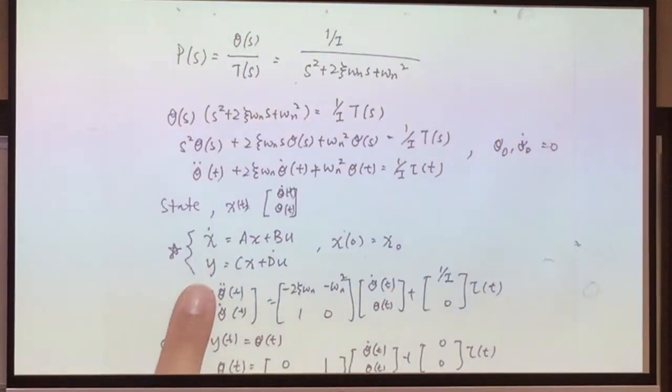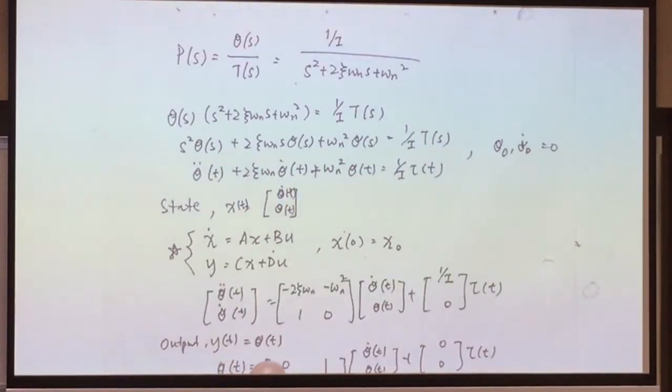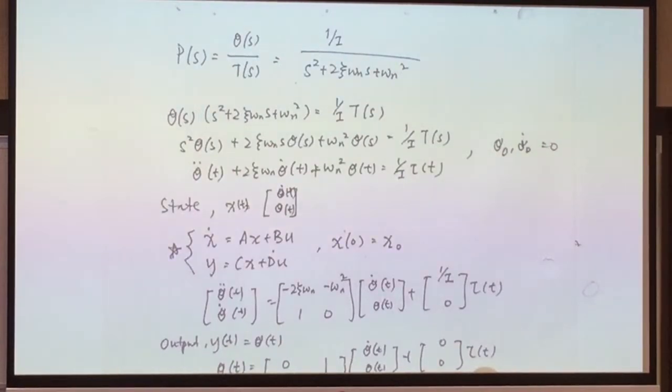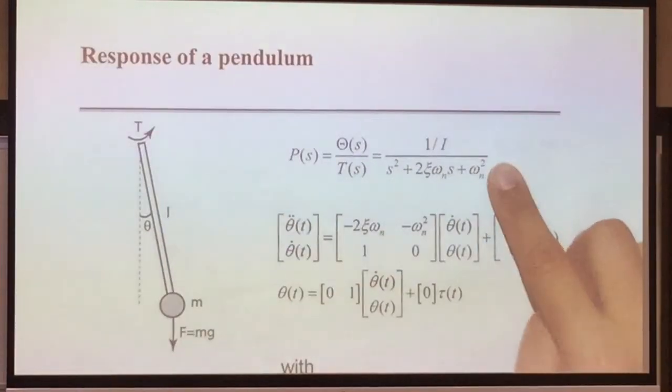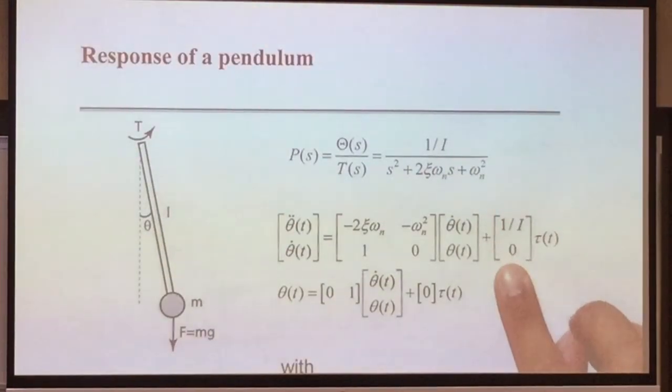The other half of the answer is y equals C x plus D u. So if you have output y, which is your angle theta, theta equals C times x, where x is [theta dot, theta], plus D u, where u is tau. So C is 0 times theta dot plus 1 times theta plus 0 times tau. So this is how you go from here to here.